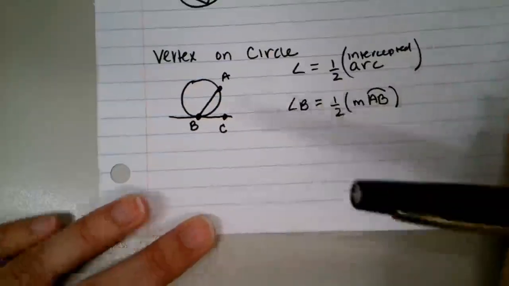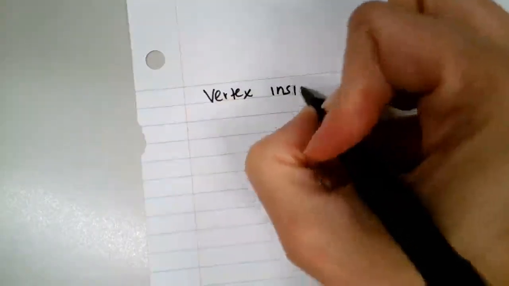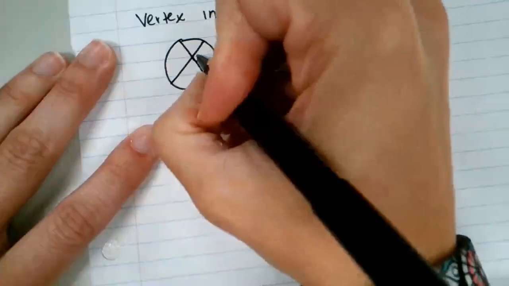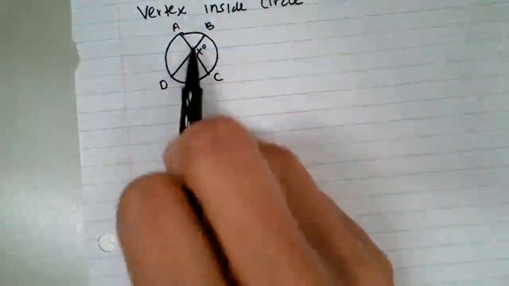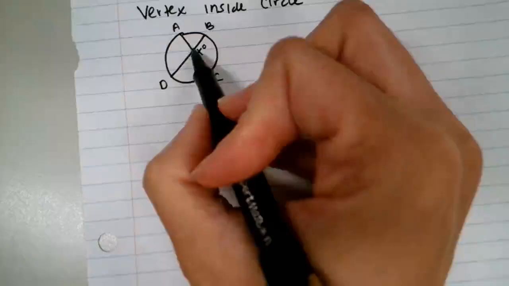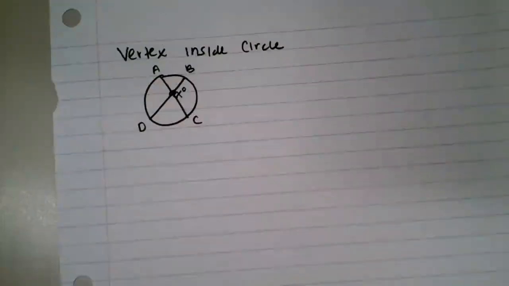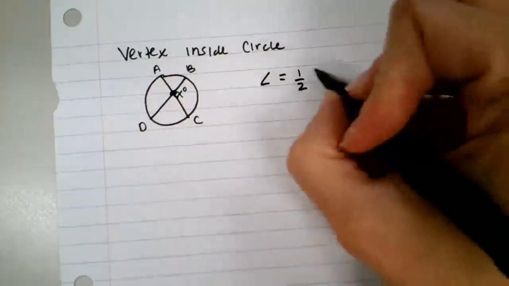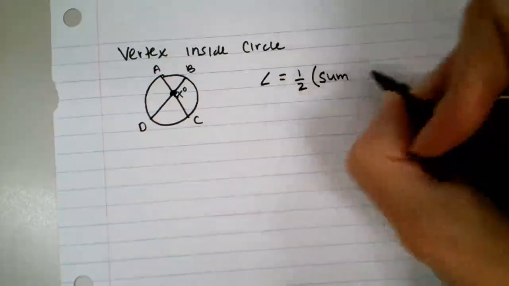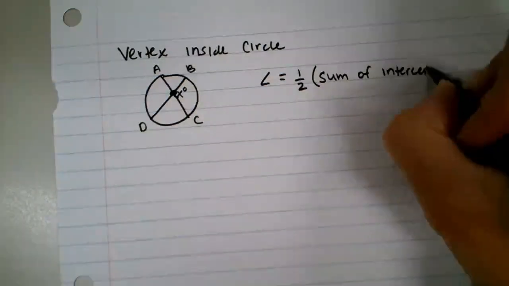Okay. Our next situation is when the vertex is inside the circle. So what we're looking at here is going to be when we have a situation where we have an angle here and we need to find this angle measurement. This vertex is somewhere inside the circle. When that happens, our angle is equal to half the sum of the intercepted arcs.